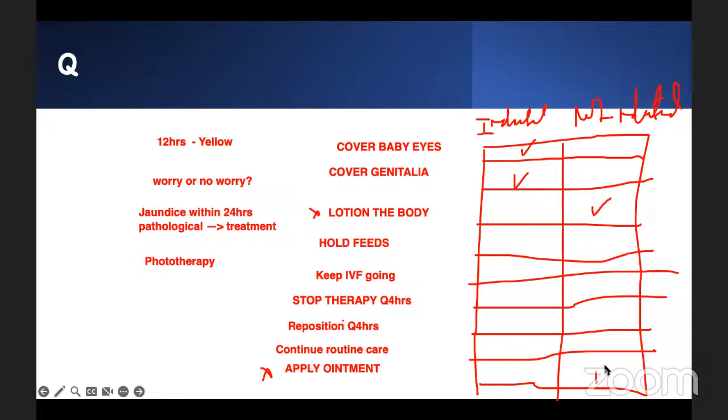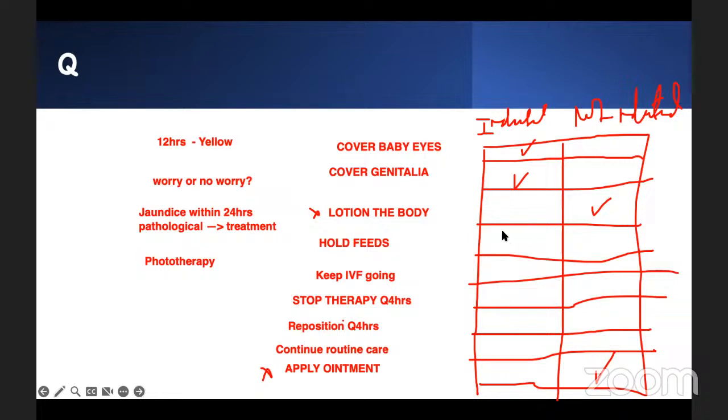Not indicated, not indicated. Trust me, if you go take the NCLEX and they give you a kid who needs phototherapy and there's none of this in the answer choices, let me know. Just give me a call. This is what they're going to ask you. These are the things mommy wants to know, nurses want to know. Can I put lotion on the baby? Can I apply ointment? No, it's going to absorb it.